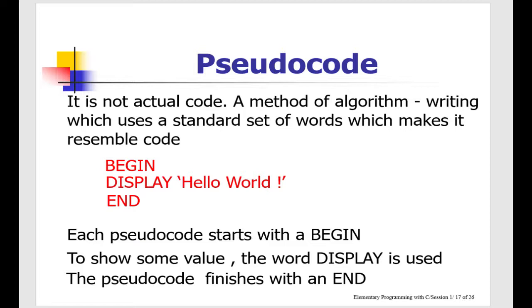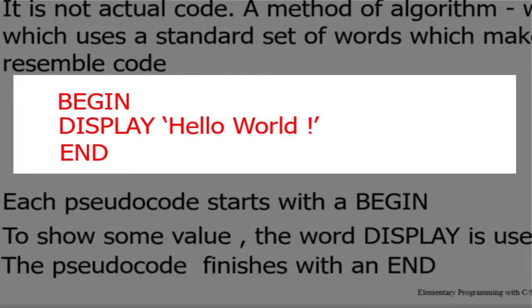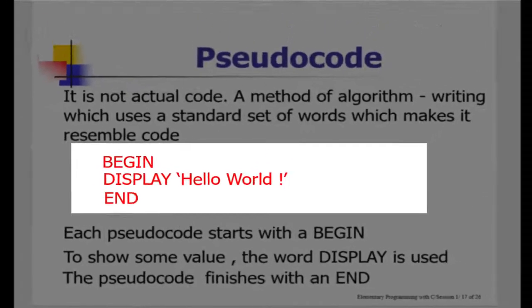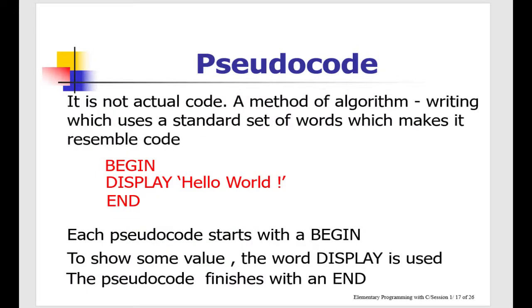Let's look at this. The program I displayed earlier, that is the hello world, this would be a very simple pseudocode for that program. We want to display hello world on the computer screen or the console. We begin, then we have the statement display hello world, and then we end. Each pseudocode starts with a begin, and to show some value, the word display is used. The pseudocode finishes with an end word.